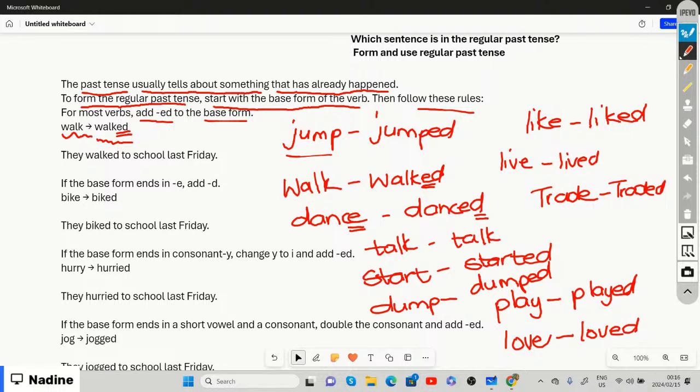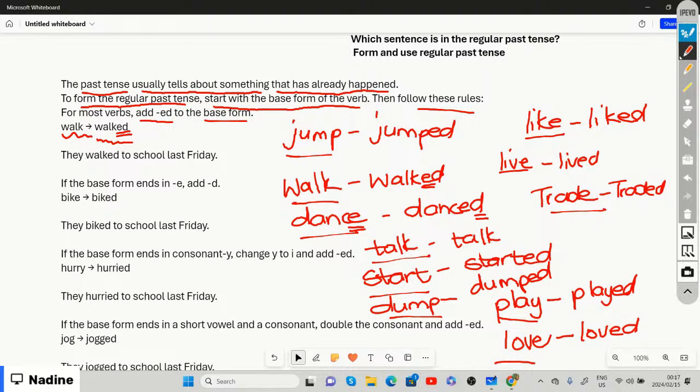So that is a few examples of regular past tense verbs. It is basically simple verbs. It shows something that has already happened. So our base words are jump, walk, dance, talk, start, dump, play, love, trade, live, like. Those are our base words that show, let's say, the present tense.